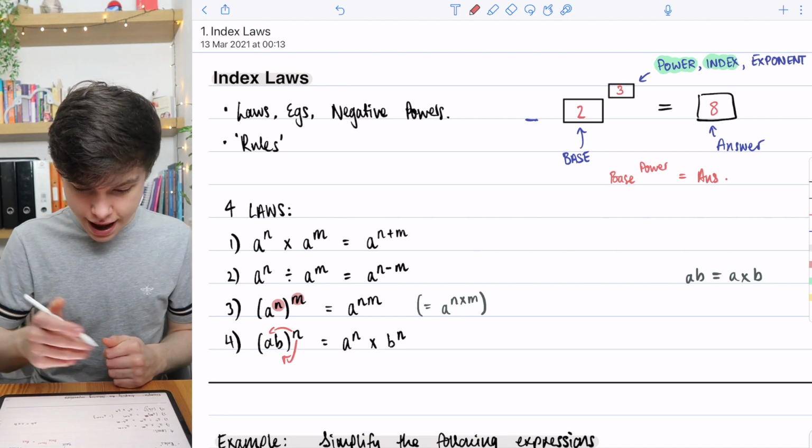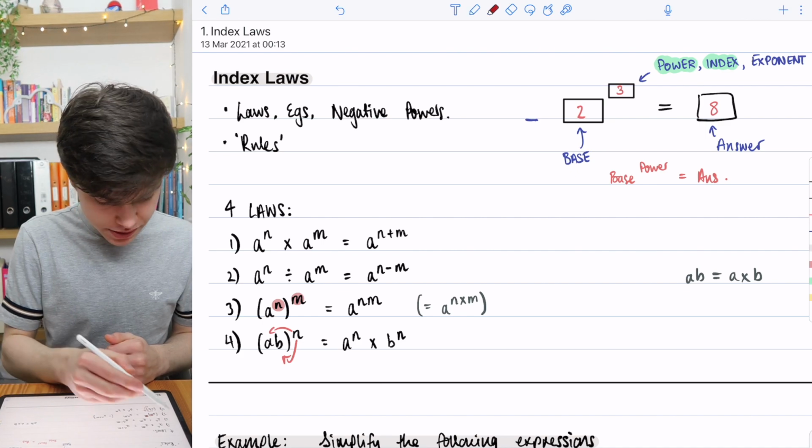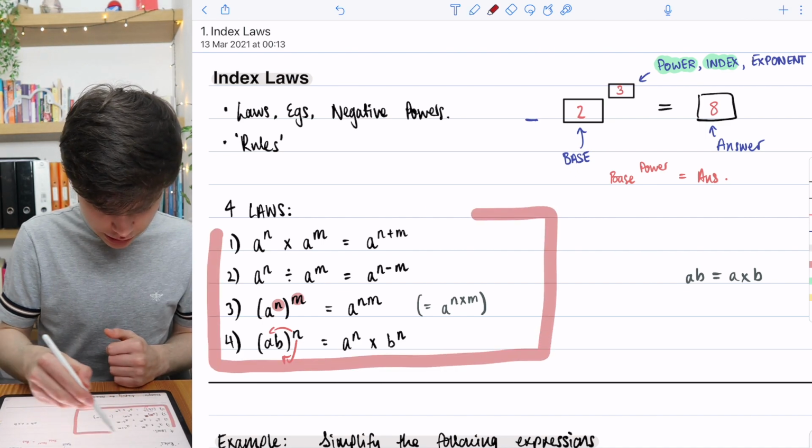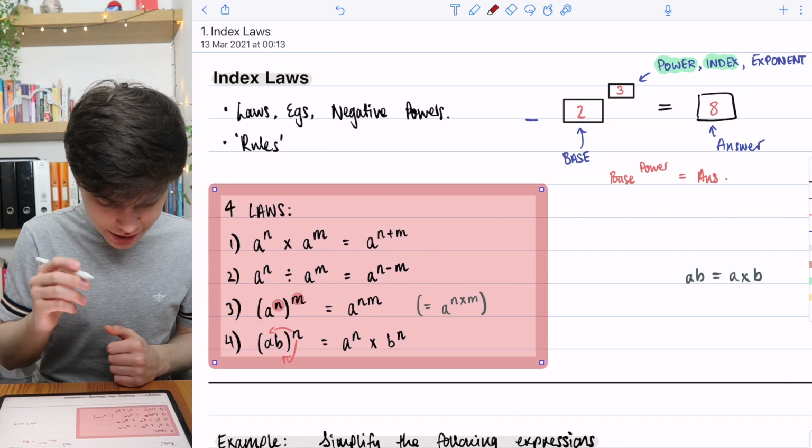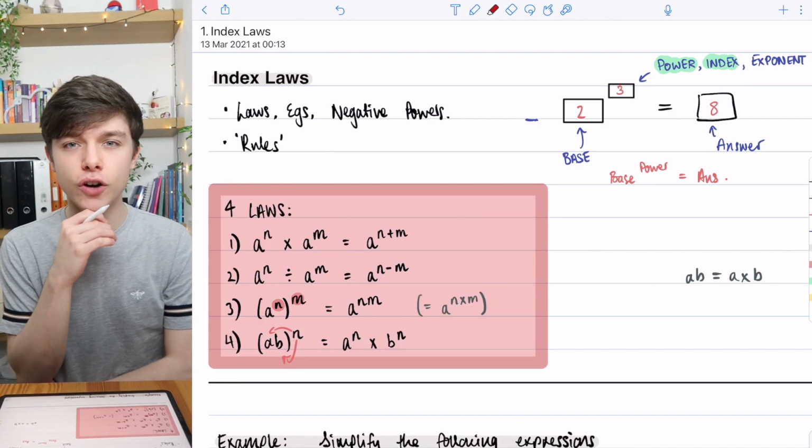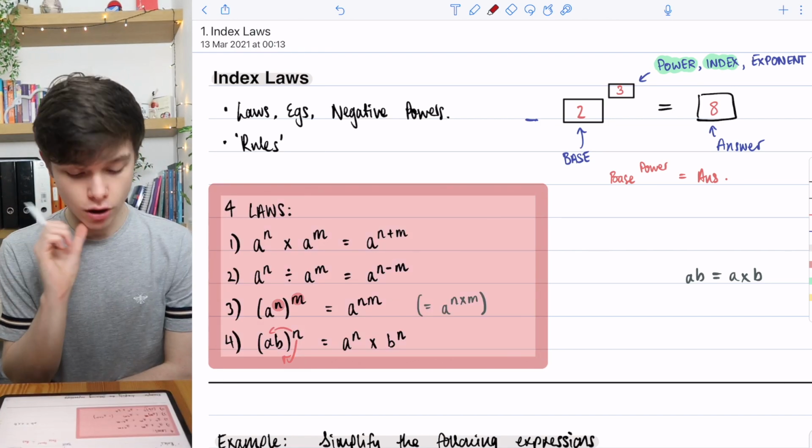So those are my four rules, and I'll give those a little border in red. Perfect. Those are the four laws. Sometimes they are called rules.